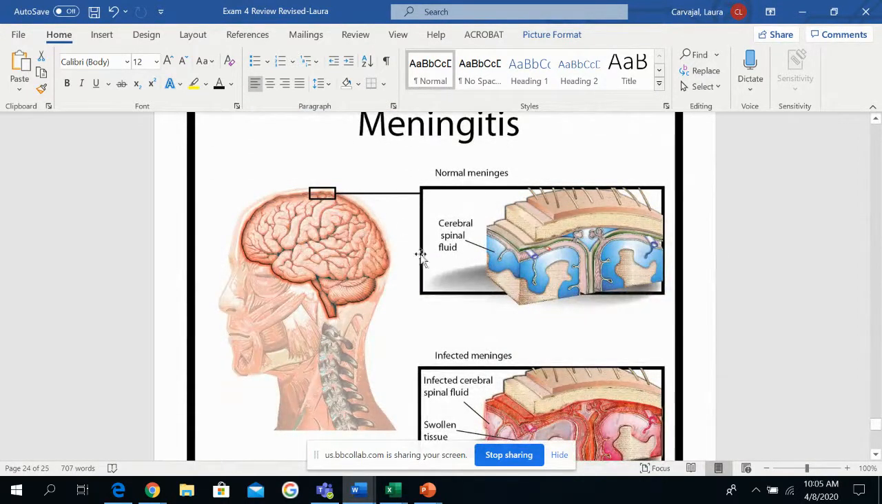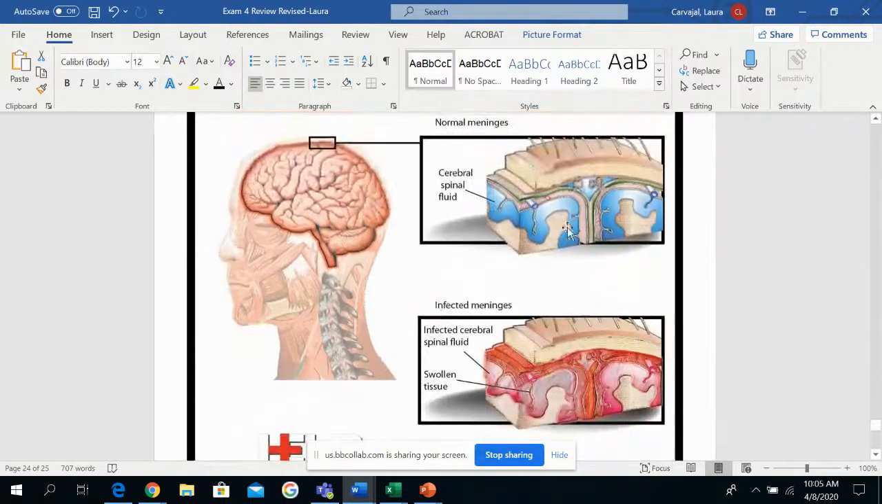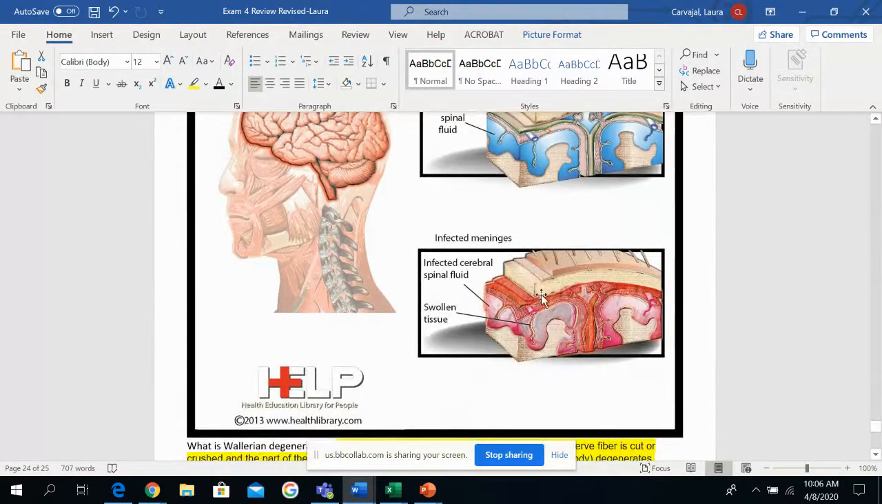Meningitis is the infection of the meninges. So these are your meninges normally. Here, this is the CSF. These are the veins and the arteries that travel through your brain. Here are the layers. If you have meningitis, then your cerebrospinal fluid is infected with bacteria. The tissue is swollen and inflamed because you have an immune response that is being triggered by this pathogen. And so it's not a good time.